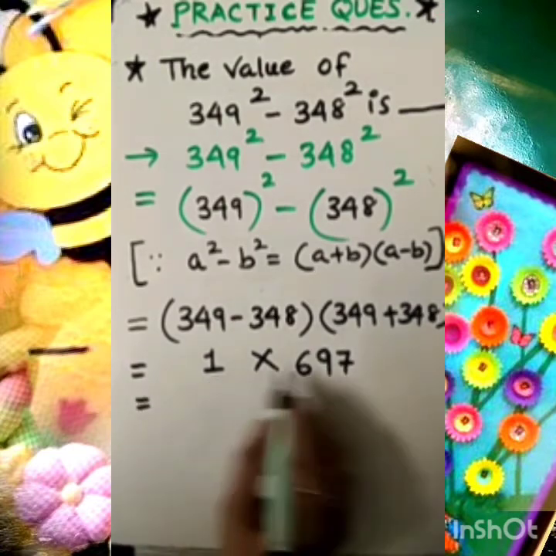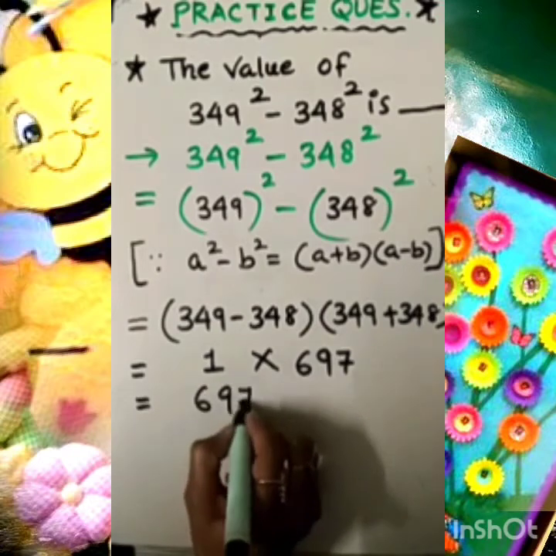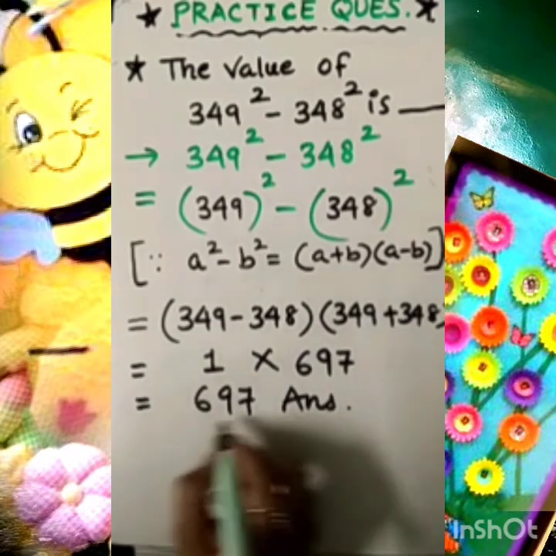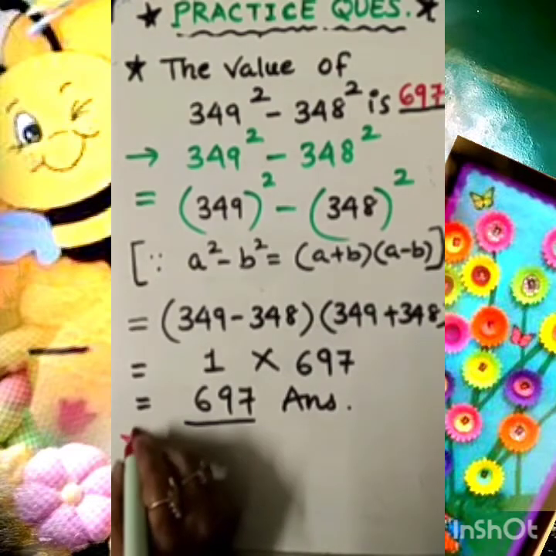So if you multiply 697 with 1, it gives the result 697. This is the answer, right? This is quite easy, so we are using the identity. Without multiplying and subtracting the squares of the given two numbers, we are using the identity to make our work easy. One more question I am joining with that.